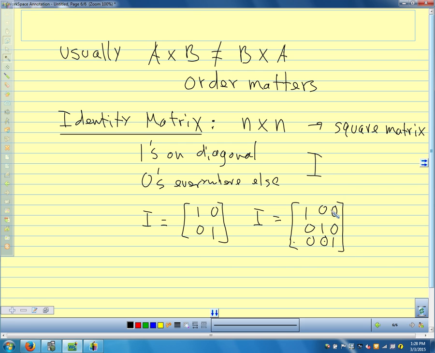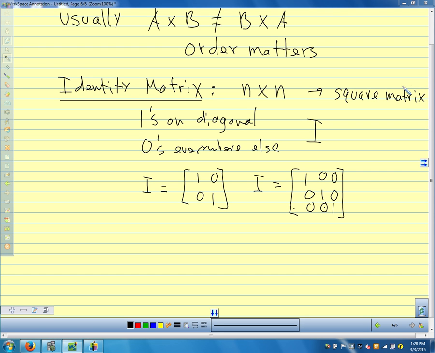And the identity matrix is like the number 1 for numbers. So multiplying by 1 doesn't change a number. Multiplying by the identity matrix doesn't change the matrix. And we're going to use the identity matrix a little later in the unit.